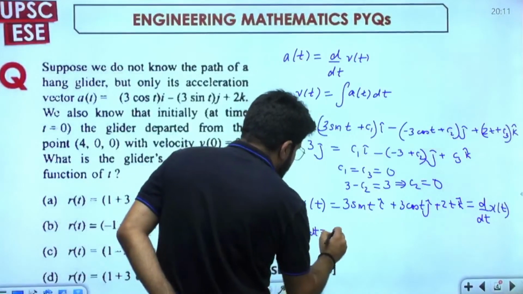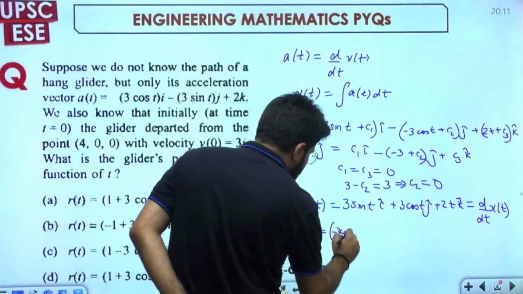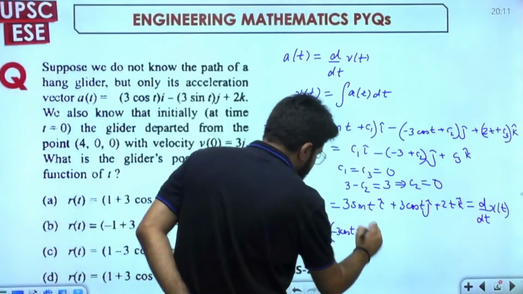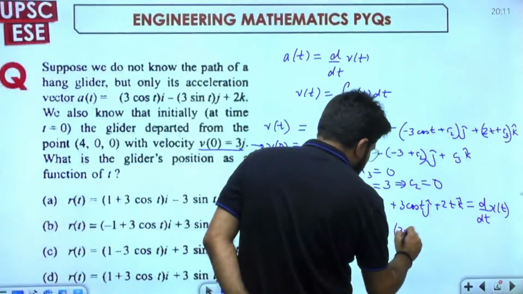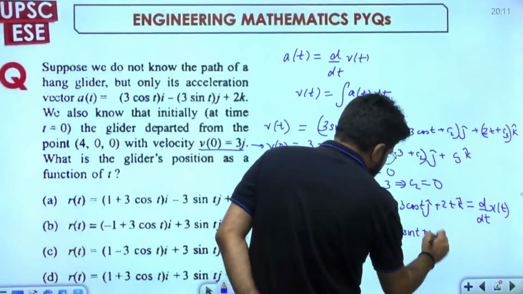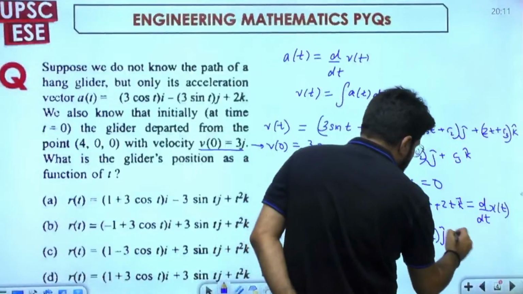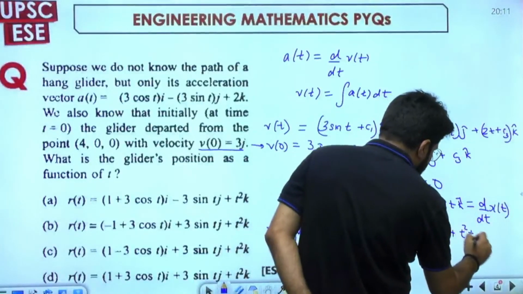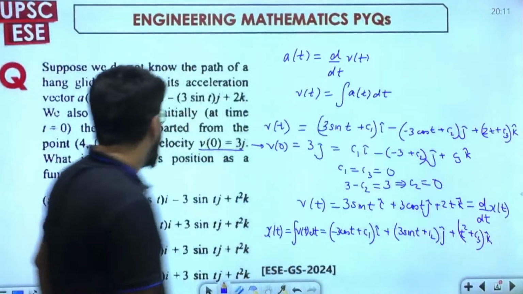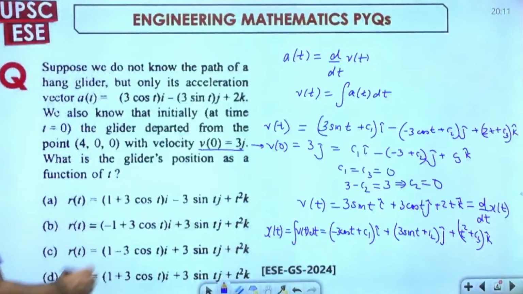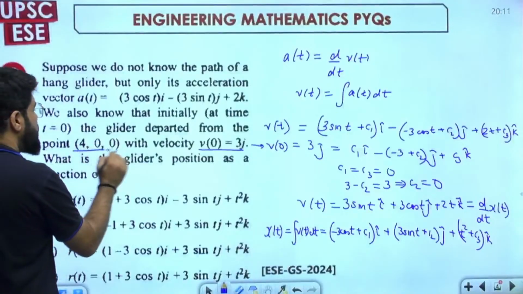Integral of v(t) dt: the integral of 3 sin t is minus 3 cos t plus c1, the constant of integration. Let me keep adding: the integral of 3 cos t is 3 sin t plus c2 j cap, and the integral of 2t will be t square plus some constant, maybe c3 k cap. Okay, now what is given to you? What is the glider's initial position? The glider departed from 400.